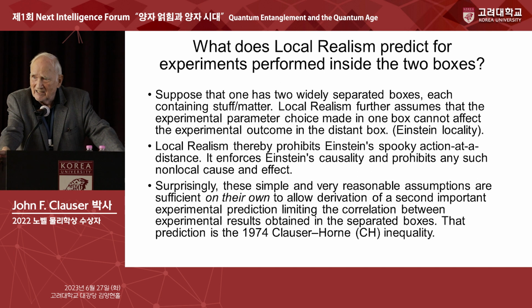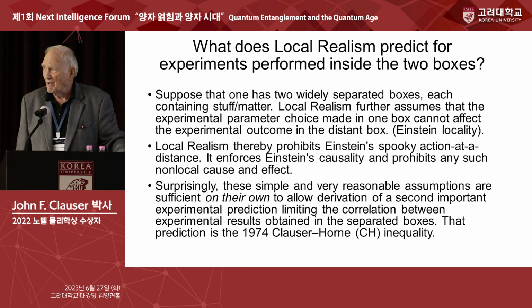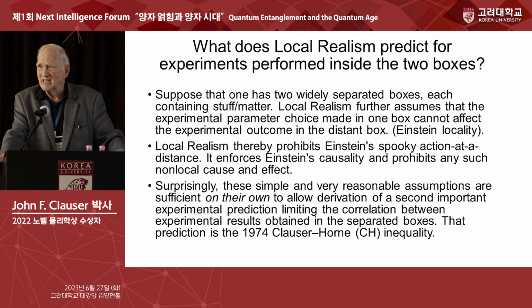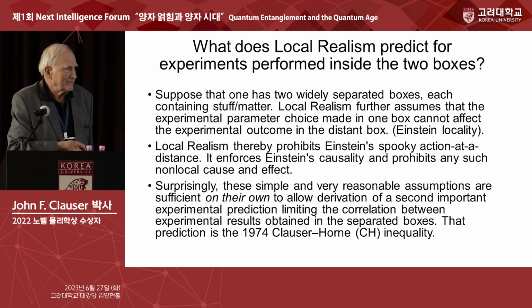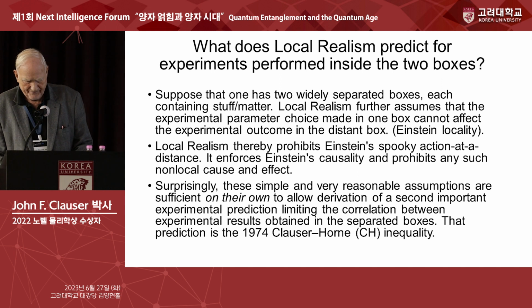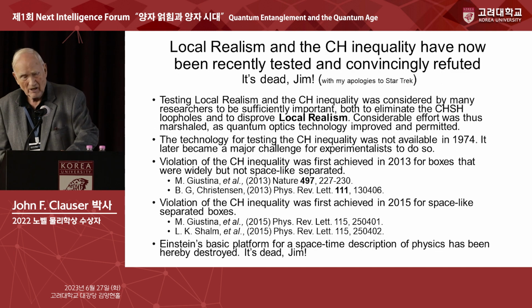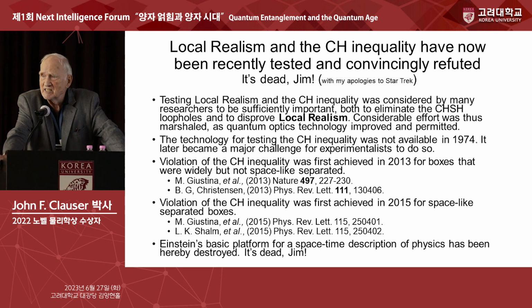So, surprisingly, what I said is, I think, really very simple, very reasonable stuff, but the great surprise is that alone is all you need to make an experimental prediction. That prediction is the Clauser-Horne inequality. We published it in 1974. It was impossible to test in 1974 given the state of the technology, but since then it has been tested and convincingly proved wrong. The theory of local realism is dead.